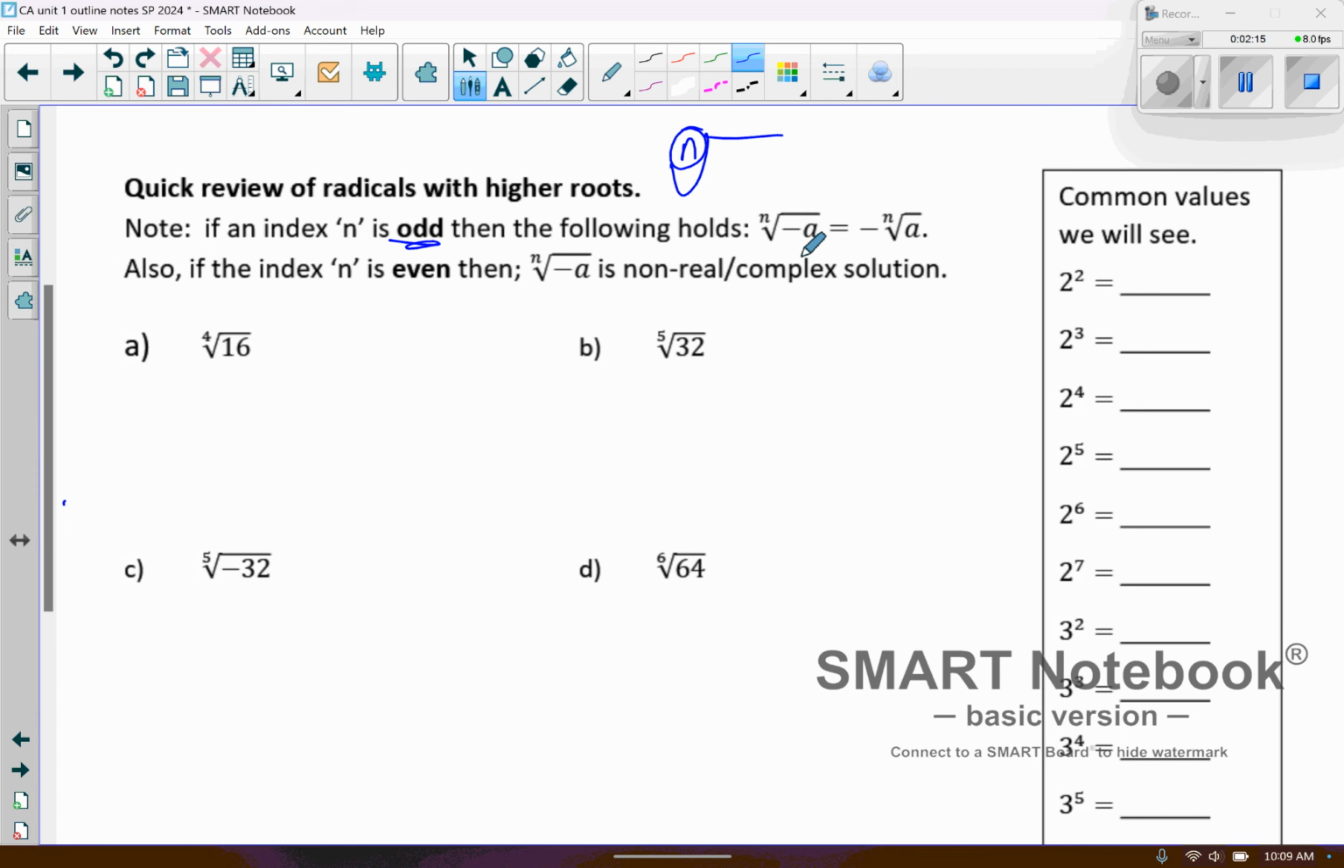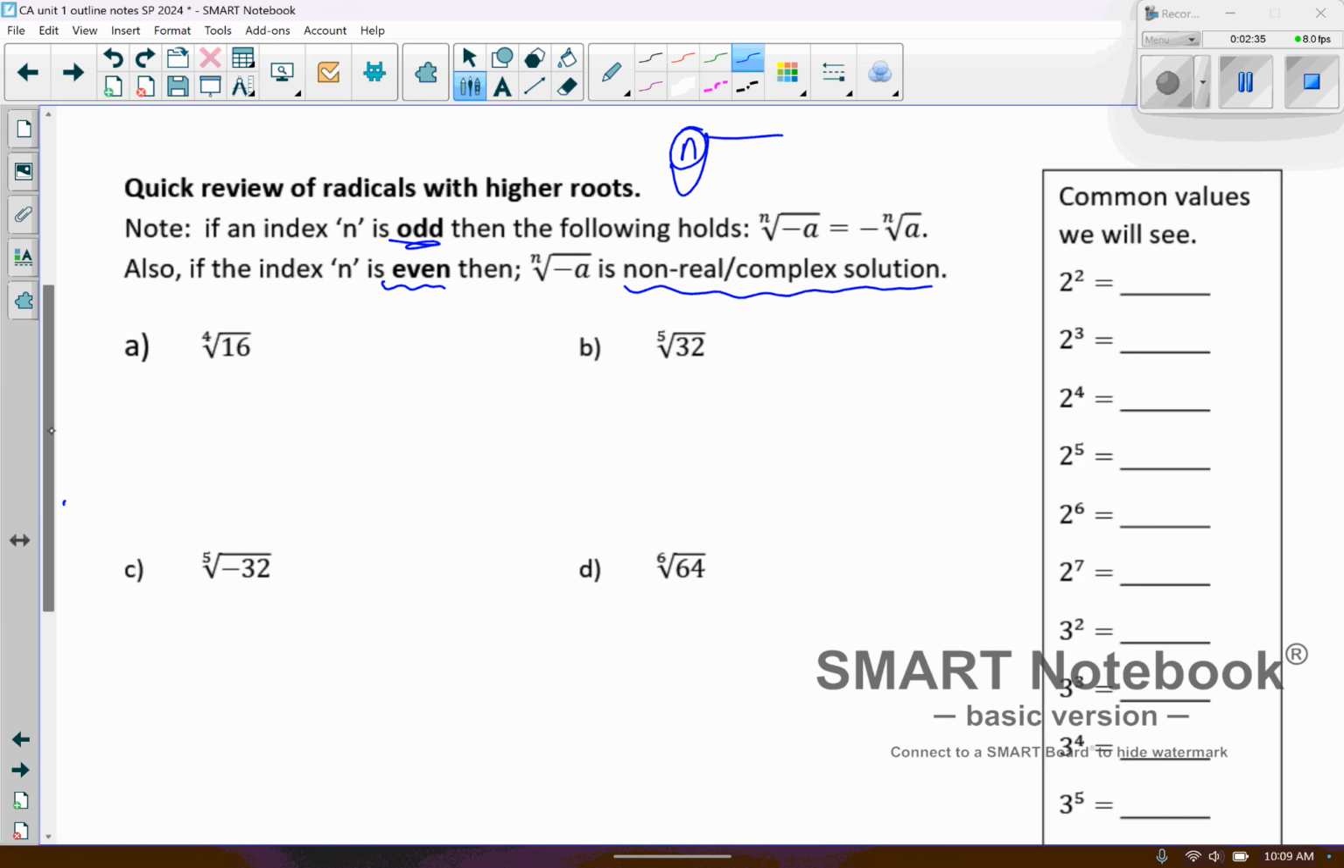Also, if the index is even, the rule is a little different. You're going to get a non-real or complex solution, and we've talked about that in some previous lessons. That applies not just to square roots, but fourth roots, sixth roots, and so on. So we're going to go ahead and evaluate these over here.